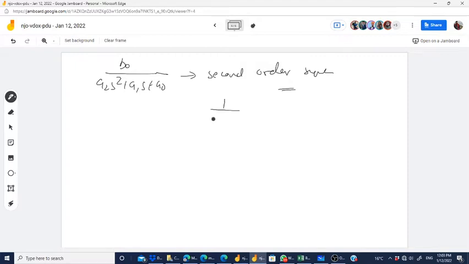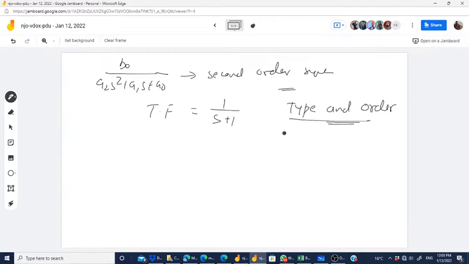1 upon s plus 1 is the transfer function of a certain system. So what is the type of the system? Please comment on the type and order of the system. Type 0 and order 1.